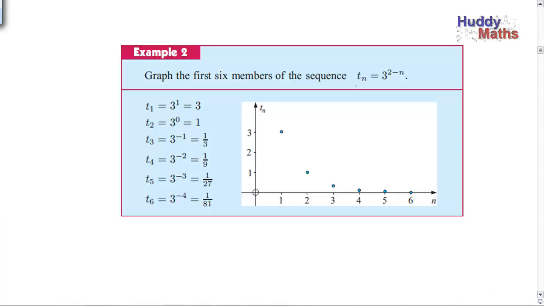There's a power here. So each term is generated by raising 3 to the power of 2 take n. Let's do T1. So that's 3 to the 2 take 1 is 1, 3 to the 1, that's 3. T2 is 3 to the, what's this now? 2 take 2 is 0, so that's 1. T3 is 3 to the 2 take 3 is neg 1, so it's a third. Just remember the power rules here, right, just a little bit of revision. A to the neg n, the negative exponent, means 1 on a to the n. And so that's clearly decreasing.